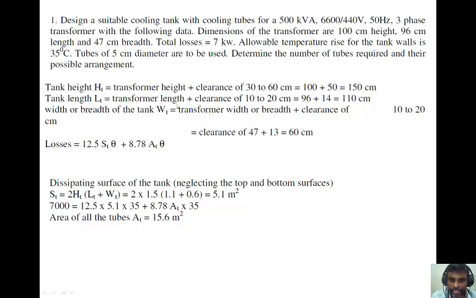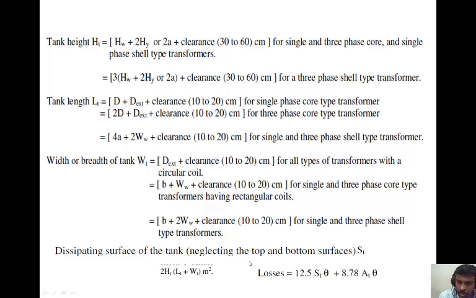So tank length is transformer length plus clearance. The transformer length is given, that is 96 centimeter, and clearance I took here as 14. So it is going to be 110 centimeter. So width of the tank is going to be transformer width or breadth, that is 47, plus clearance. Here I took it between 10 to 20. So here I took 13. So to get a round figure, 60 centimeters.